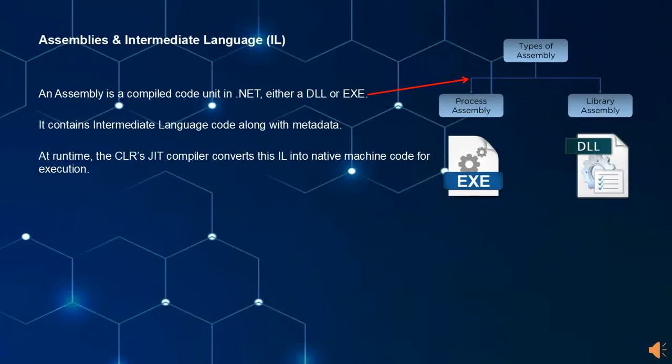Let's take a look at assemblies in .NET. An assembly is a compiled code unit in .NET, either a DLL or EXE. It contains intermediate language code along with metadata. At runtime, the CLR's JIT compiler converts this IL into native machine code for execution.